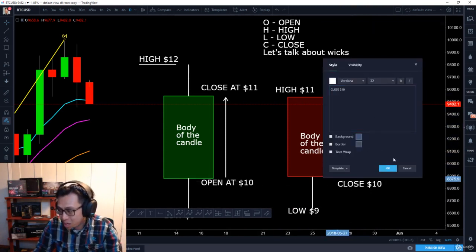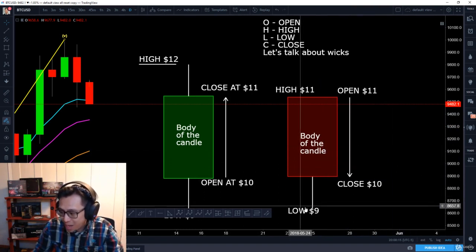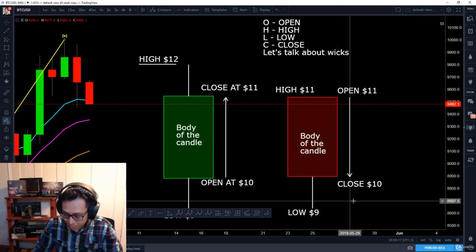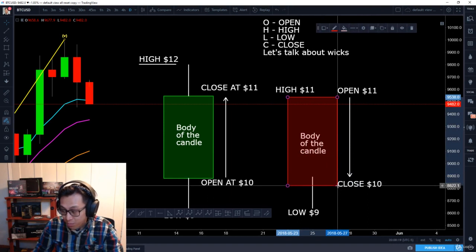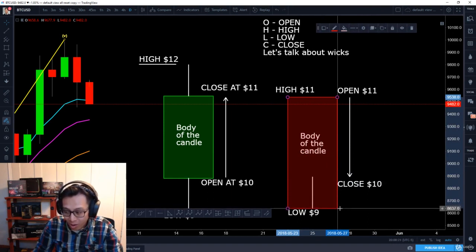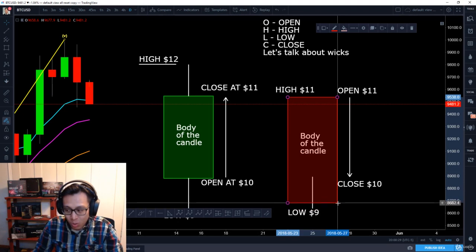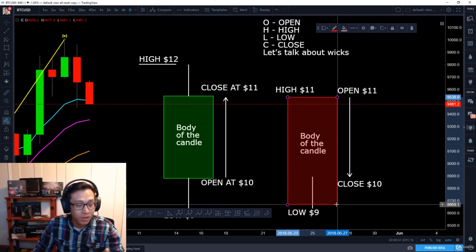So the psychology behind this candle, as an example, is that the market tried to push it really hard to $9, right? And keep it there. But the bulls actually ended up defending, okay? The bulls, who are the people that actually want to profit by going long.